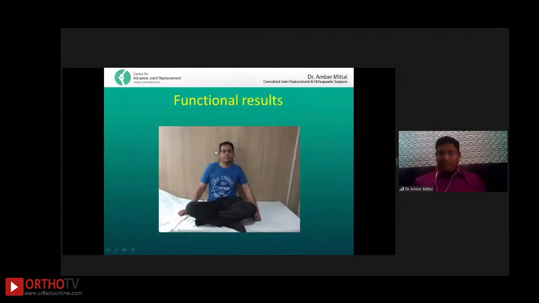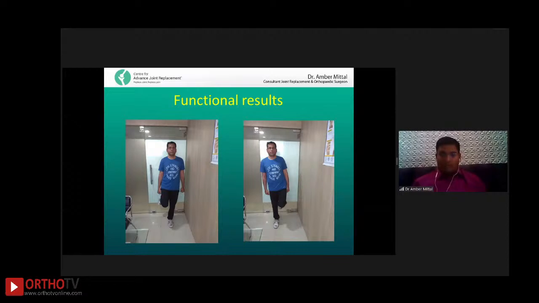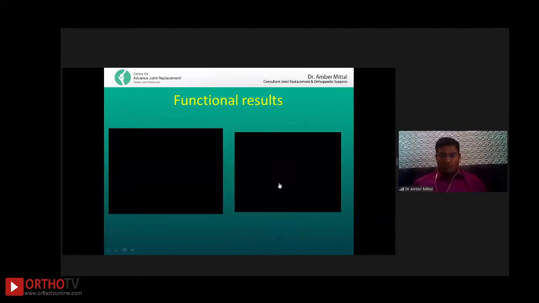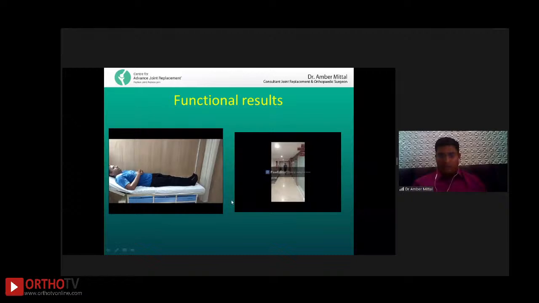I do not encourage my patients to sit cross-legged, but if at all they want to sit, I ask them to sit only on a couch. I strongly advise against this type of sitting. Okay, I'll show the videos.